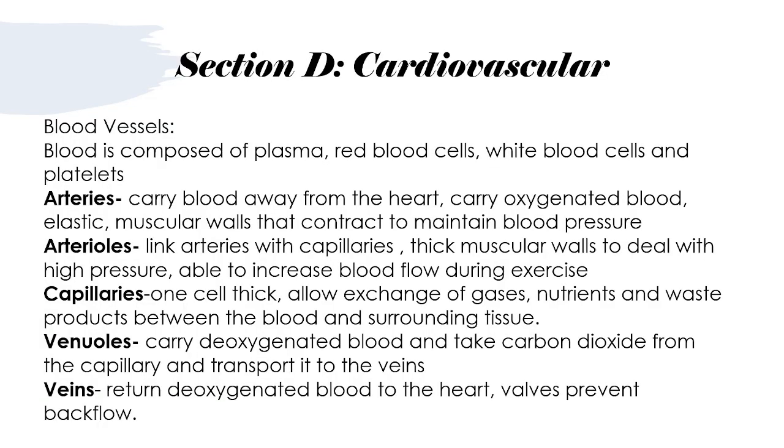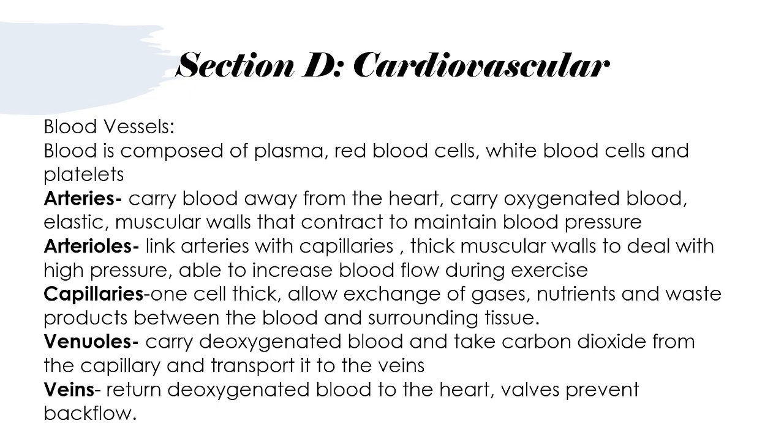Blood vessels. So blood is composed of some key things: plasma, red blood cells, white blood cells, and platelets. But there are also blood vessels, alright? So we've got the arteries, arterioles, capillaries, venules, and veins. The arteries carry blood away from the heart, carrying it to the body. They carry oxygenated blood, and they have muscle walls that contract to maintain the blood pressure.